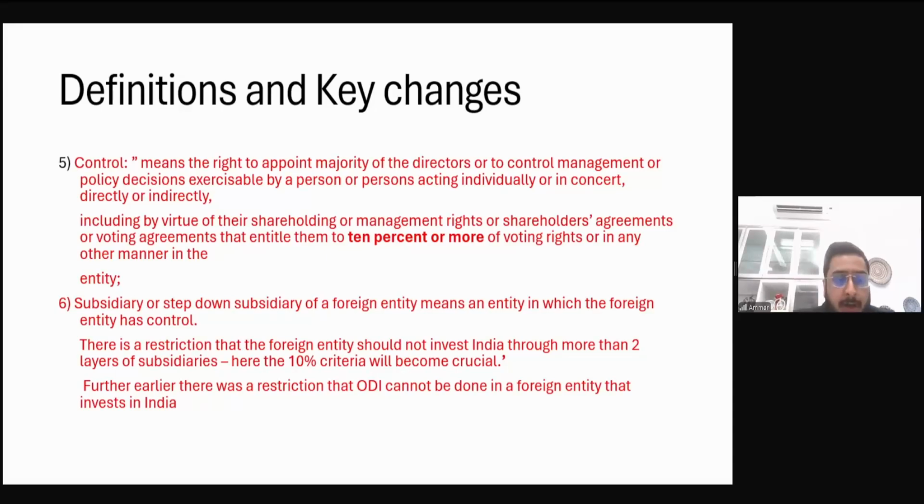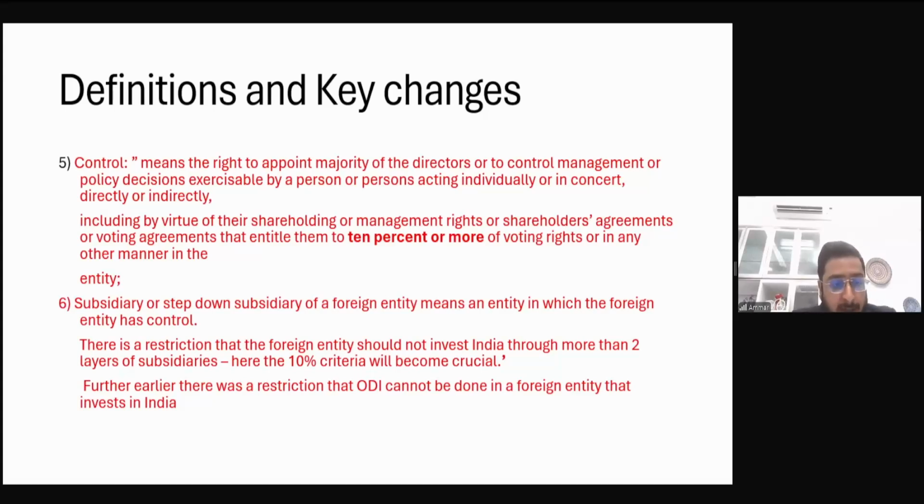Now, one important control: the definition is that a subsidiary or step down subsidiary of a foreign entity means an entity in which the foreign entity has control. See, now control is 10% or more. So it becomes very crucial over here. A subsidiary or step down subsidiary of a foreign entity means an entity in which the foreign entity has control.